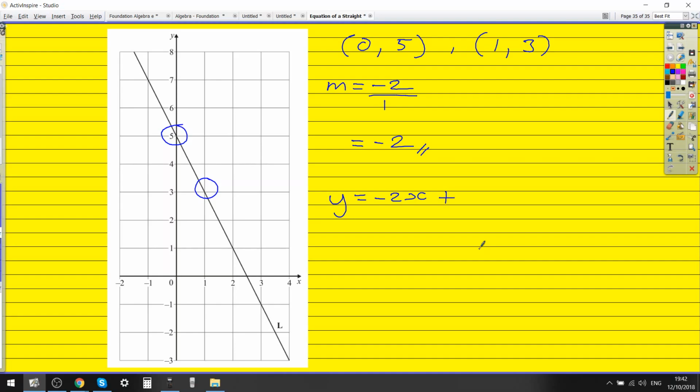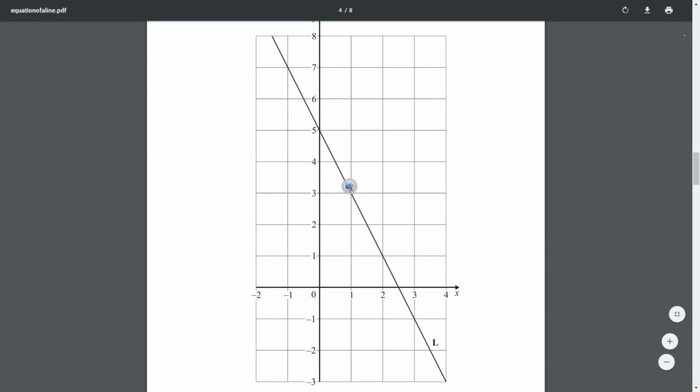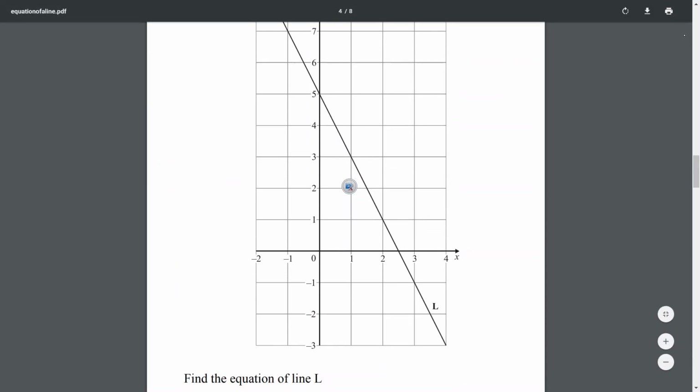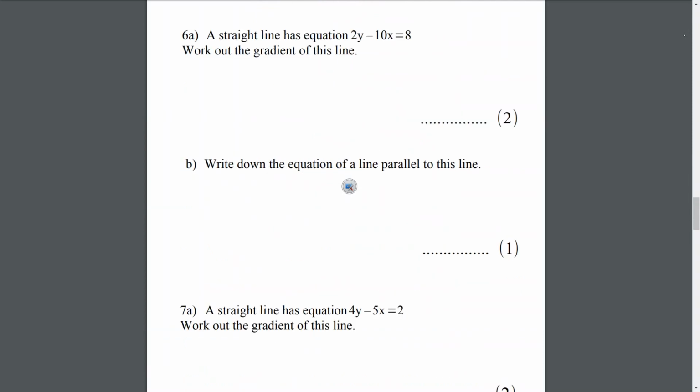So when x is 0, what is y? So when x is 0, y is 5. That's it. And so it's 5. So when x is 0, y is 5, and the c is where it cuts through the y-intercept. Any questions there? No. And you can see if it was y equals -2 times 0 plus 5, you would get 0 and 5. And another way of doing the gradient would be go 1 across and you have to go 2 down. So it's -2.